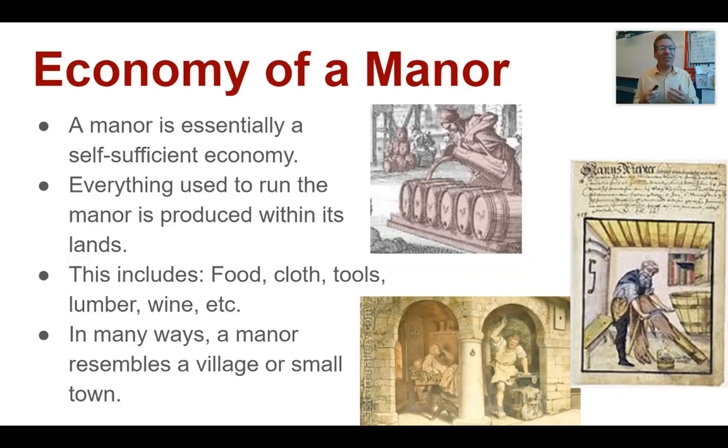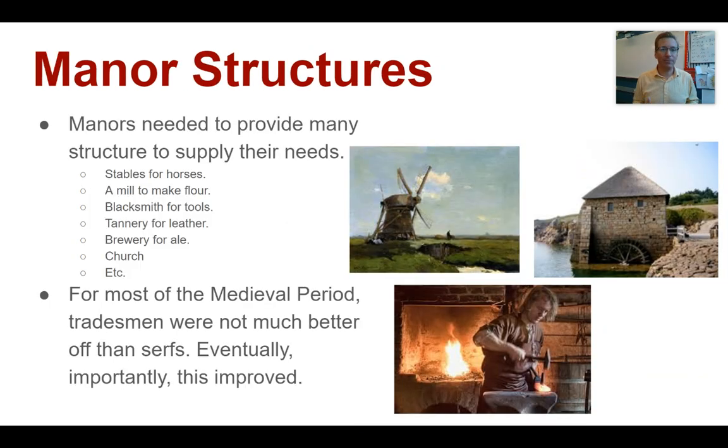So the economy, how did they survive there? Well, the manor is essentially a self-sufficient economy. Each manor exists in a way that it can survive by itself. Everything used to run the manor is produced within the manor's land. This means they produce their own food, their own cloth, their own tools, lumber, wine, anything that they want. The manor is meant to exist without any need for trade. So in many ways, this manor would resemble a small village or a small town.